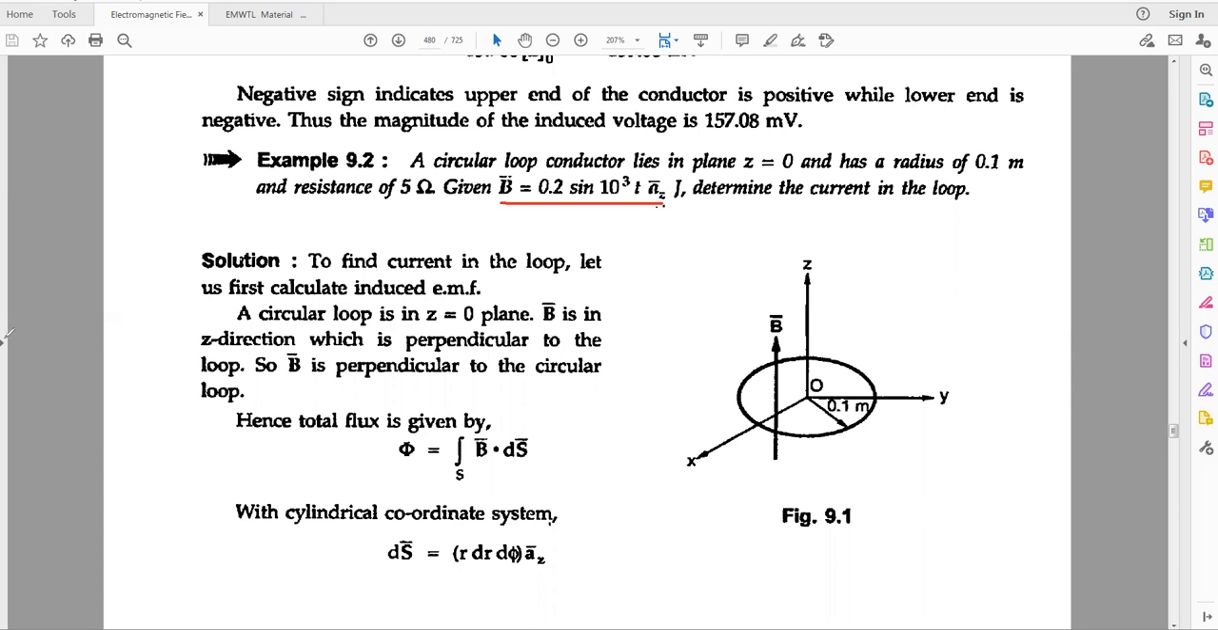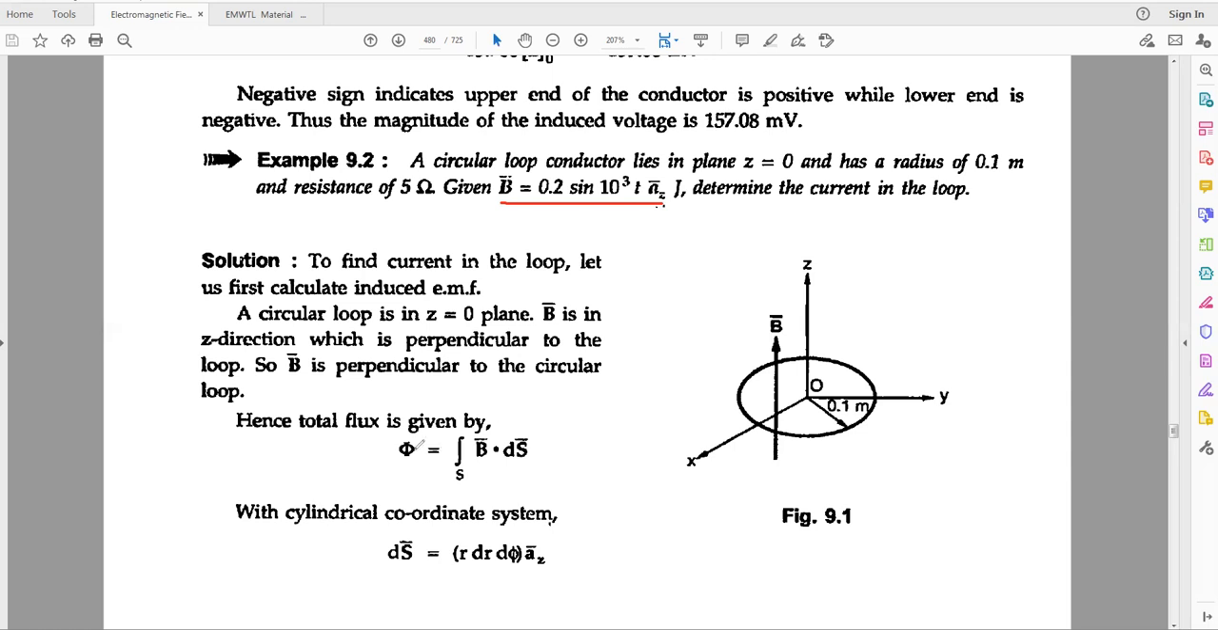We need to find the current here for the given data. What is the data given? The resistance is given as 5 ohms and B is also given, 0.2 sine 10 power 3 t AZ bar. They are asking to find the current in the loop. So what is the formula to find the current in a loop? Let us first calculate the induced EMF. The circular loop is in the Z is equal to 0 plane. B bar is in the Z direction, which is perpendicular to the loop.